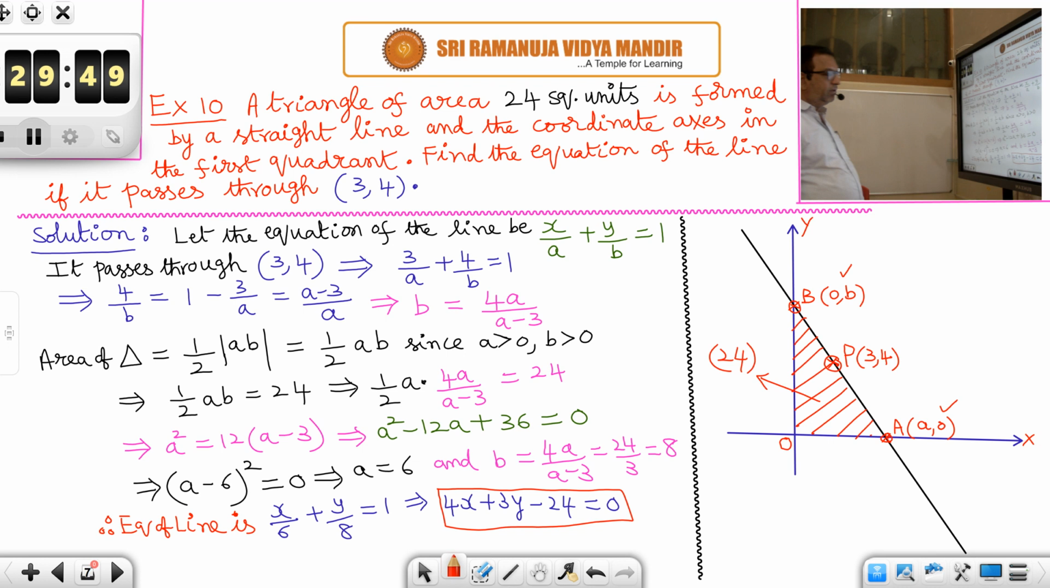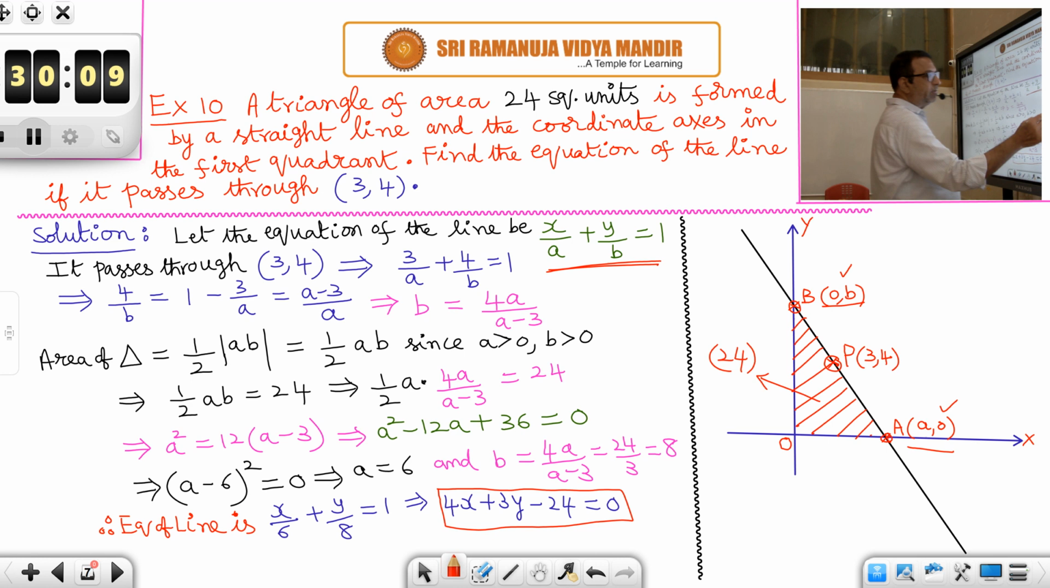So, let us take the equation of the line as x by a plus y by b is equal to 1. That is convenient for us, because to find the area we will take the equation of the line in the intercept form. This point is (a, 0), so the x-intercept is a. This point is (0, b), so the y-intercept is b.